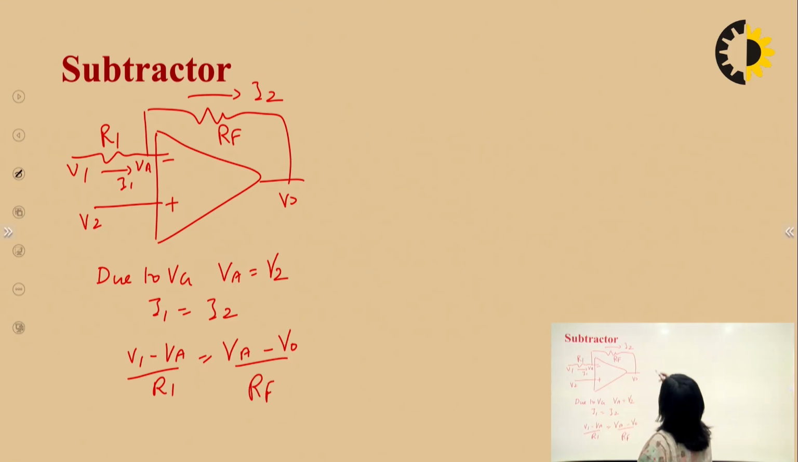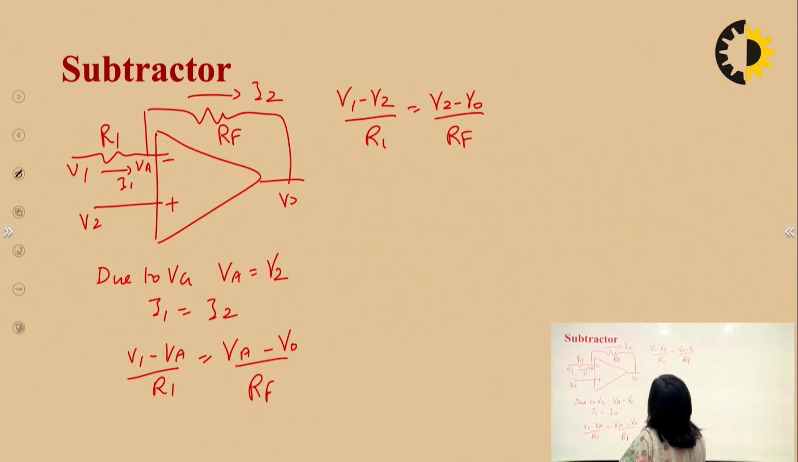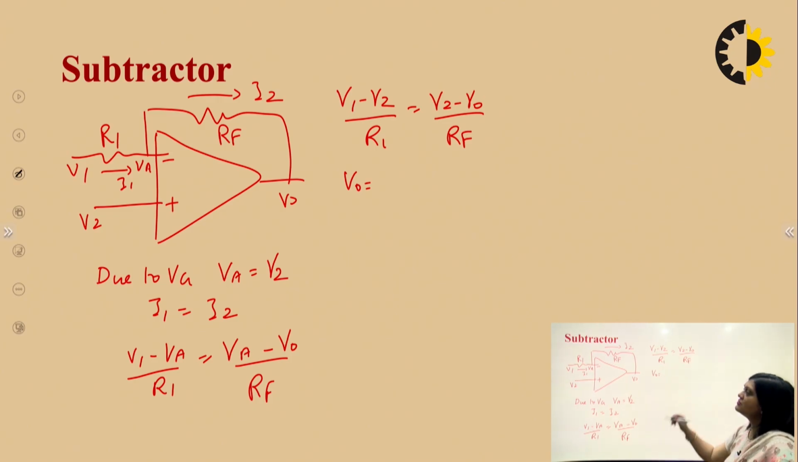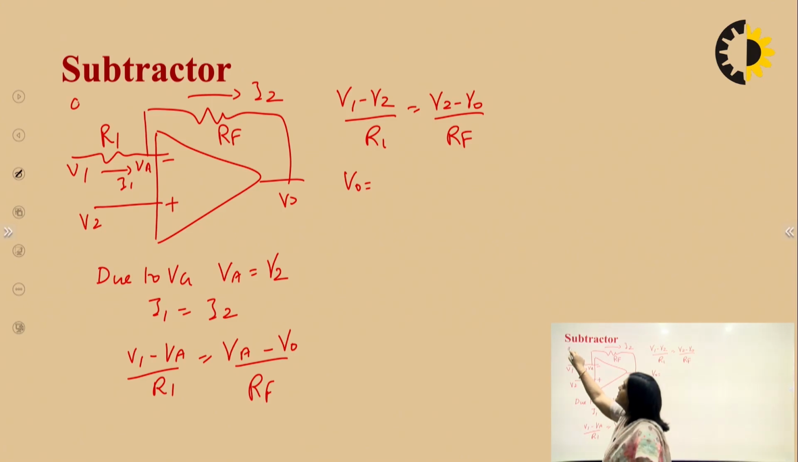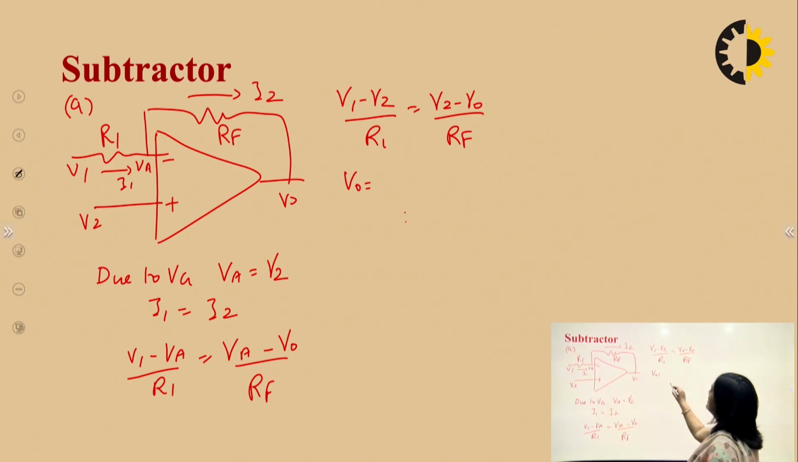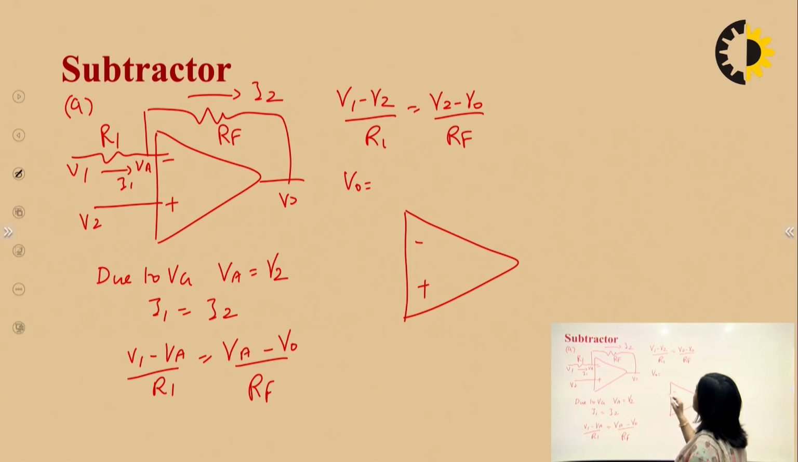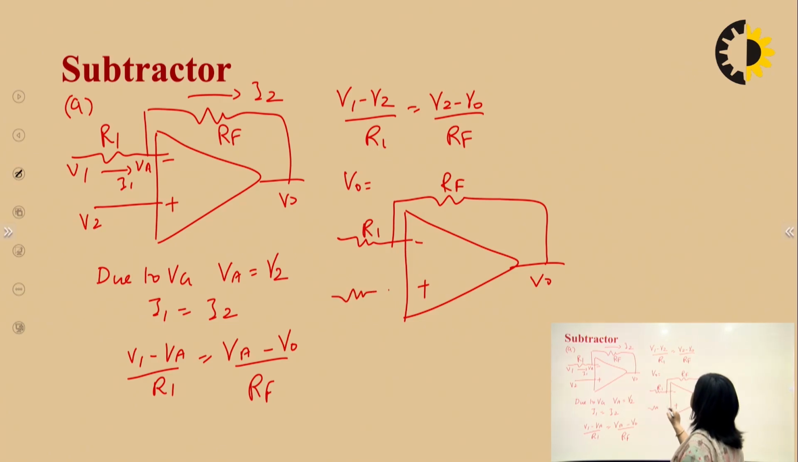Put the value of VA as V2: V1 minus V2 upon R1 equals V2 minus V0 upon RF. Now we can cross multiply and find the value of V0. This is our circuit number 1, and we can also modify this circuit in this way. We can apply a divider here, like this: V0, RF, this is R1, V1, V2, R and R.